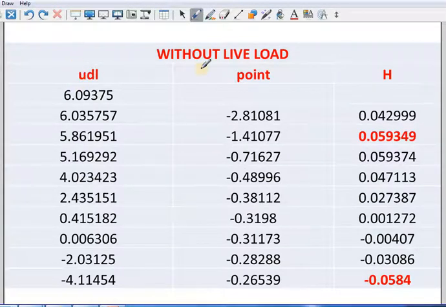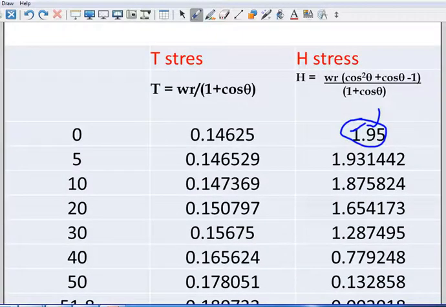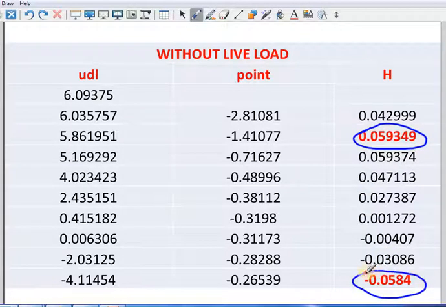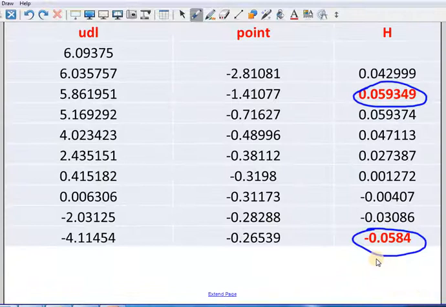And if a point load comes along with the UD load for finding out H, you find out the value for the UD load, and the point load you find out separately, then add both. So you will get this as your maximum positive value for H, and this as your maximum negative value. So that's all.